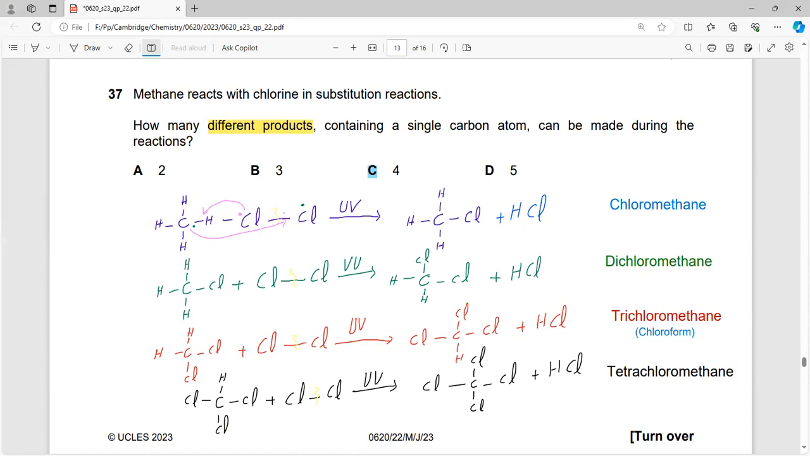Ultraviolet light continuously breaks the chlorine, and the substitution continues until it forms tetrachloromethane. If you count how many different products are produced, there are 4 different products. So C is our correct option here.